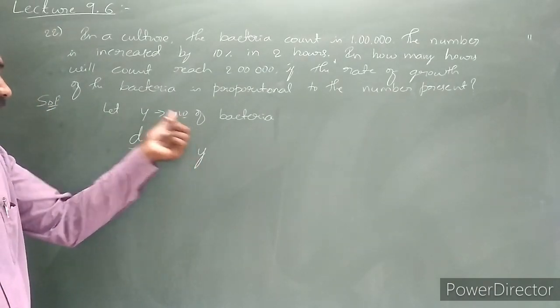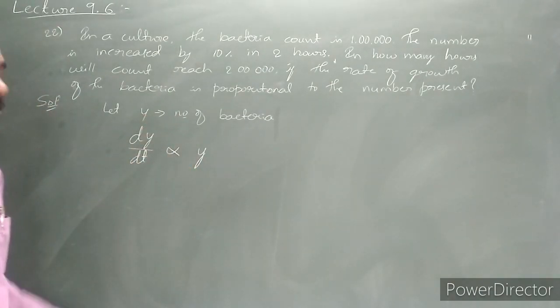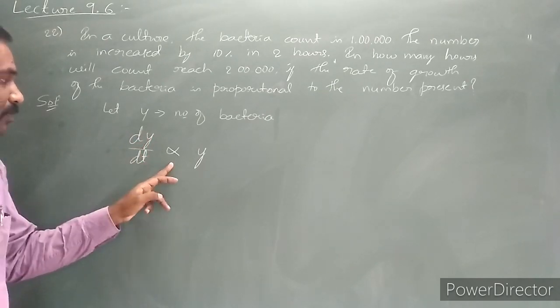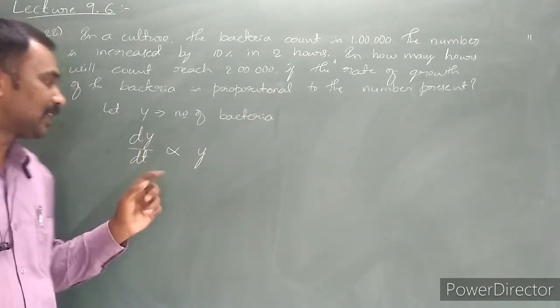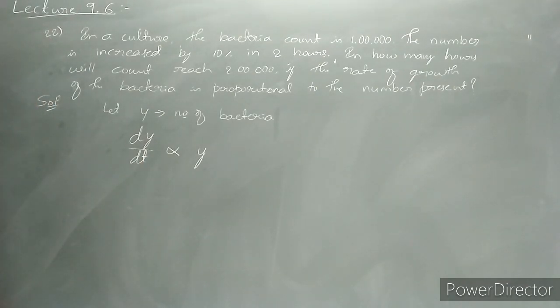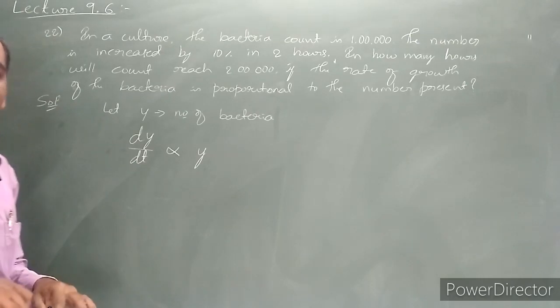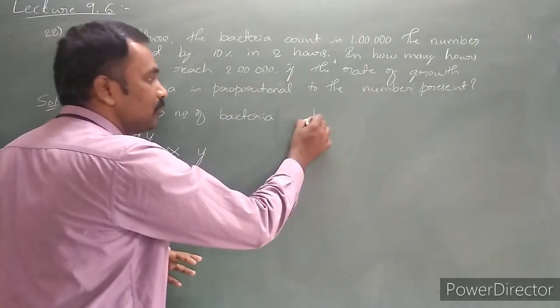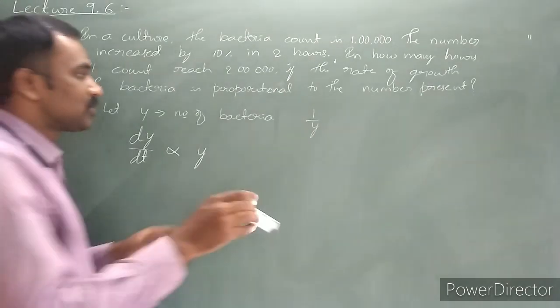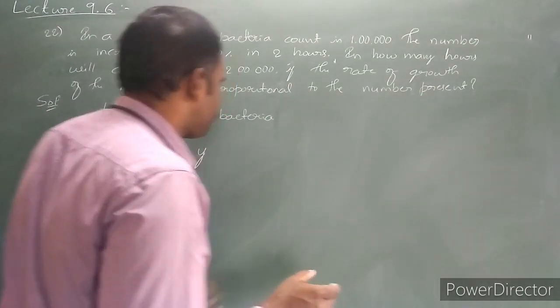So the rate of change of bacteria is proportional to the number of bacteria. They are not even saying equal, they have given proportional. Proportional means I take it directly. Inversely proportional means we have to take 1 by y. Here it is proportional, so I just take y.